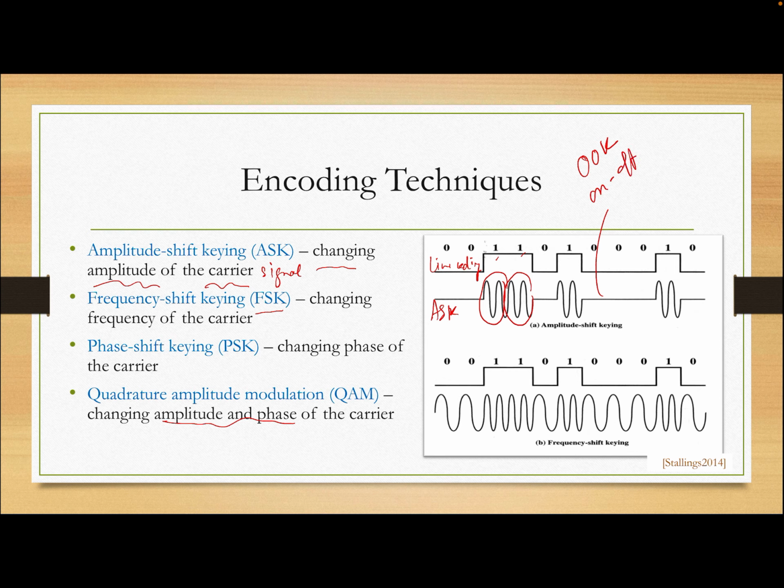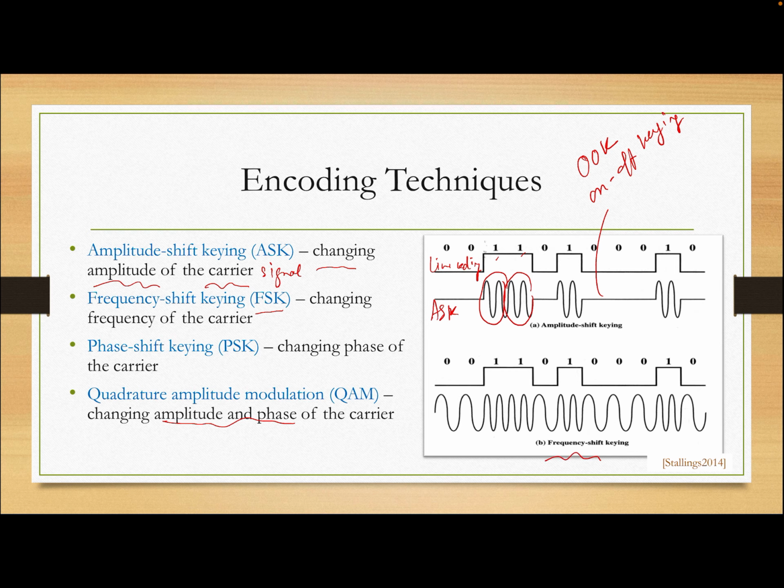This is a special case of the amplitude-shift keying. On-off keying means send and not send. This will save energy, because if it's 0, we don't have to send anything.